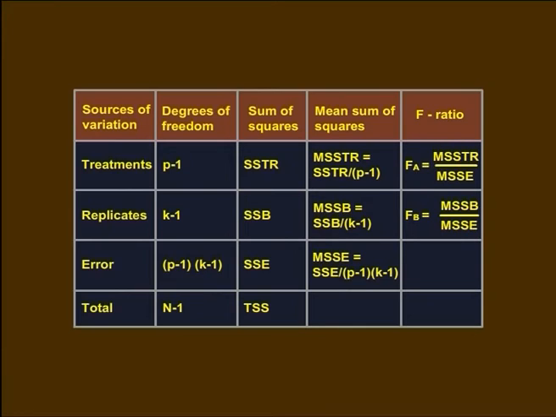The F ratio for treatments is FA equal to MSSTR by MSSE. The F ratio for HB is FB, that is equal to MSSB divided by MSSE.